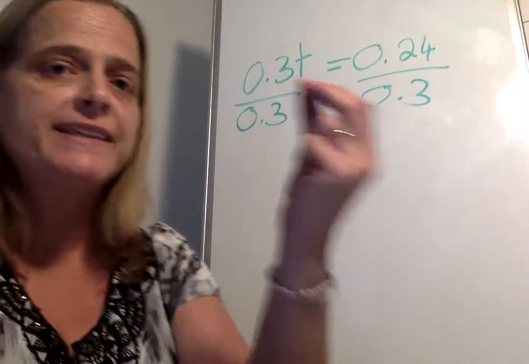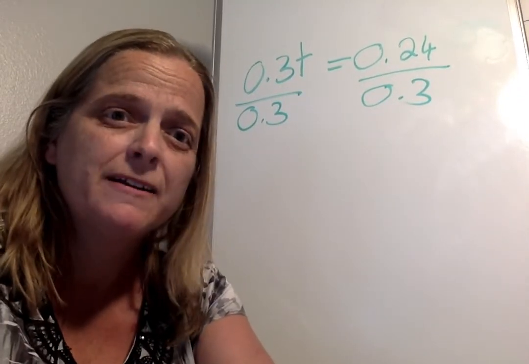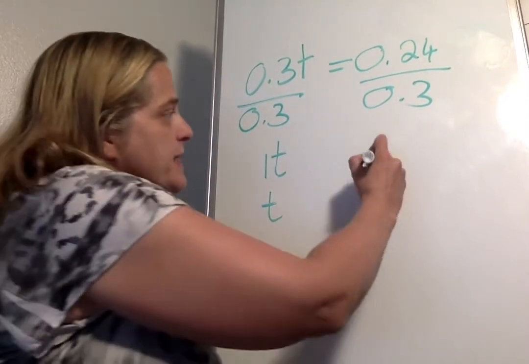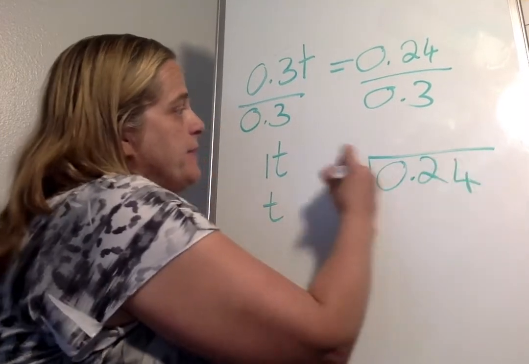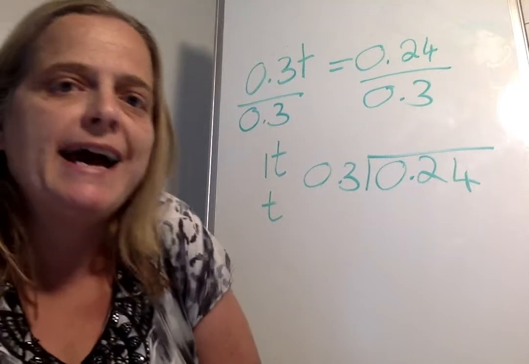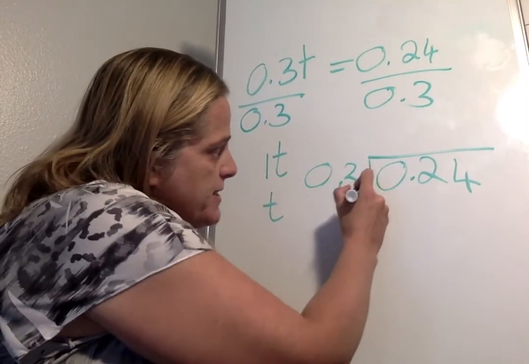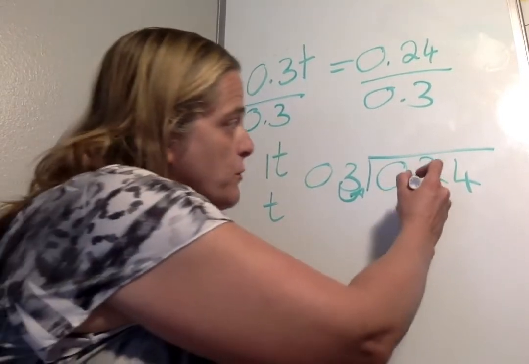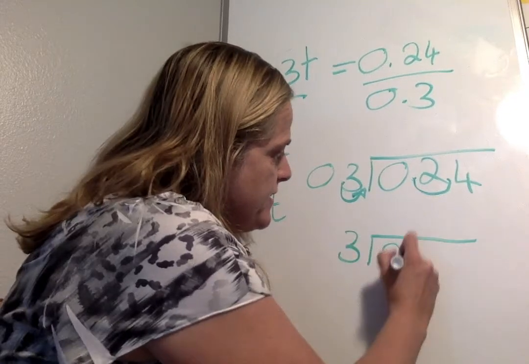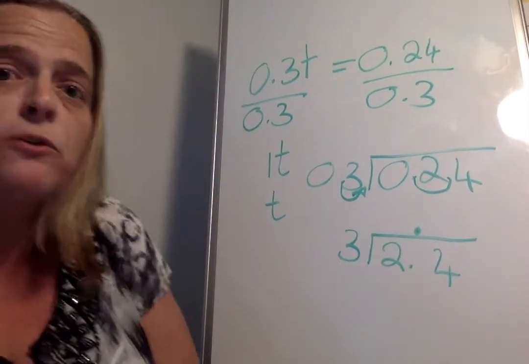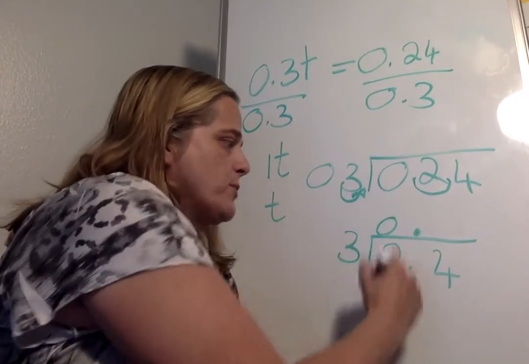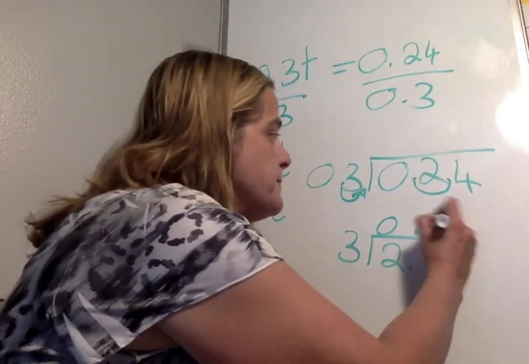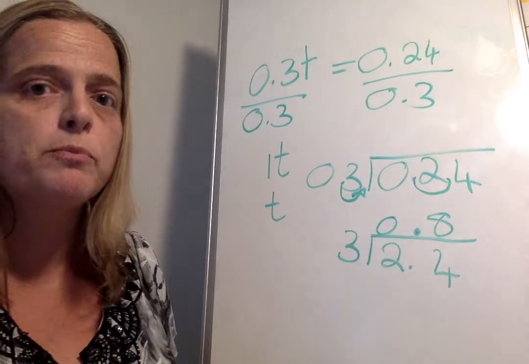Whenever you divide a number, whether it's a decimal number, by itself, it's always 1, okay? So we're left with 1t, or t, right? And now it's 0.24 divided by 0.3, which you cannot do. You have to move the decimal. If you move the decimal in the divisor, you have to move it in the dividend. So move it once. So now it's 3 divided into 2.4. Put the decimal into the quotient and start to divide. 2, nope, 24, yes, 3 times what? 3 times 8 is 24. So therefore, t equals 0.8.